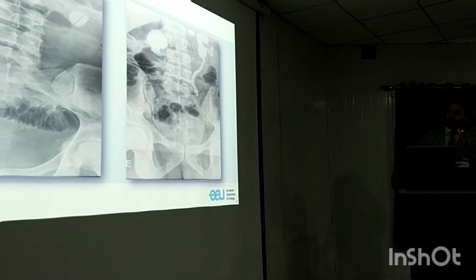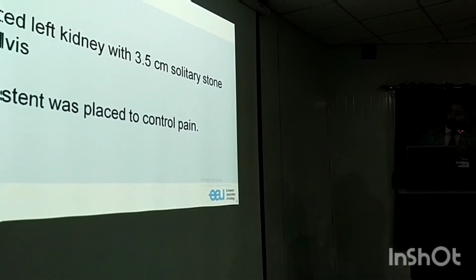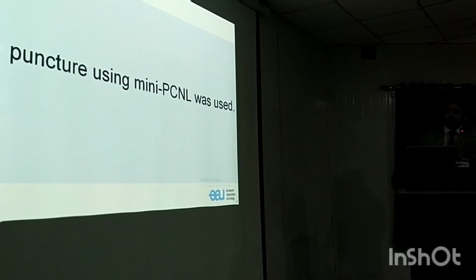Patient had IVU, the control film and the contrast urographic phase film. You can see the anterior displacement of the pelvis and the lateralization of the upper ureter on the left side, and then medialization. This is basically the malrotated kidney. So, malrotated left kidney with a 3.5 cm solitary stone in the pelvis. A left DJ stent was placed to control the pain, as the kidney was in obstruction.